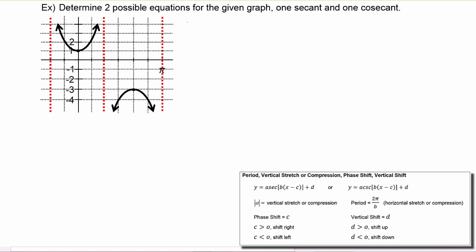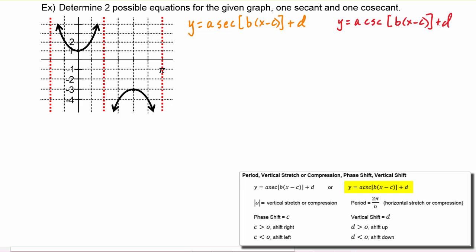We know the secant one will look like y equals a secant of the quantity b times x minus c, plus d, and the cosecant will look like y equals a cosecant of the quantity b times x minus c, plus d. Our job is to find a, b, c, and d.